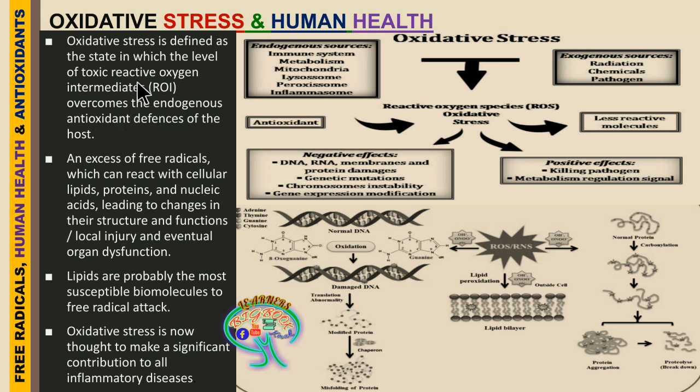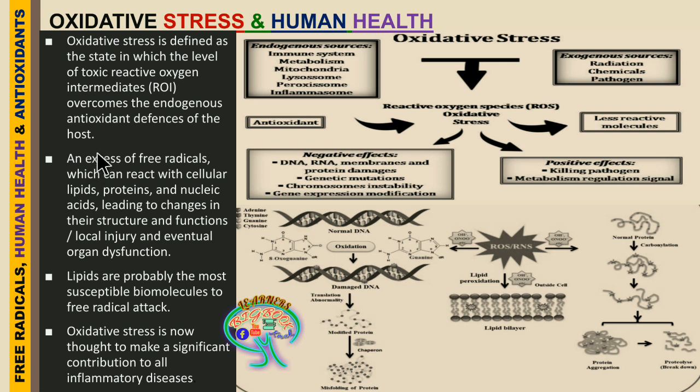But here what will happen, there will be a greater production of the reactive oxygen intermediates or species, where oxidative free radicals will be produced in high number. The frequency is going to increase within the cell environment. Because of that, oxidative stress is created within the cell or the environment.